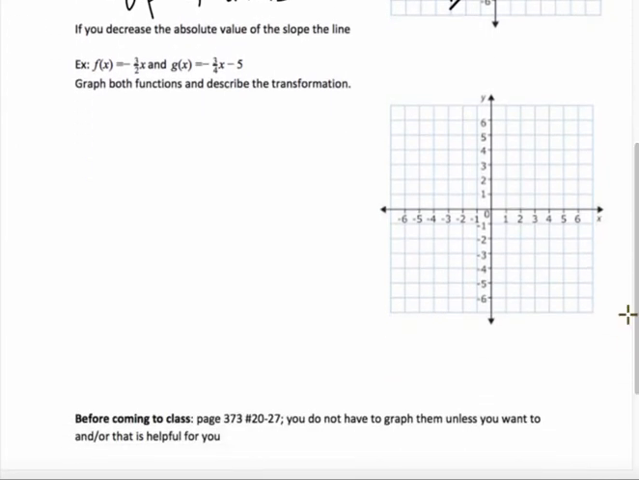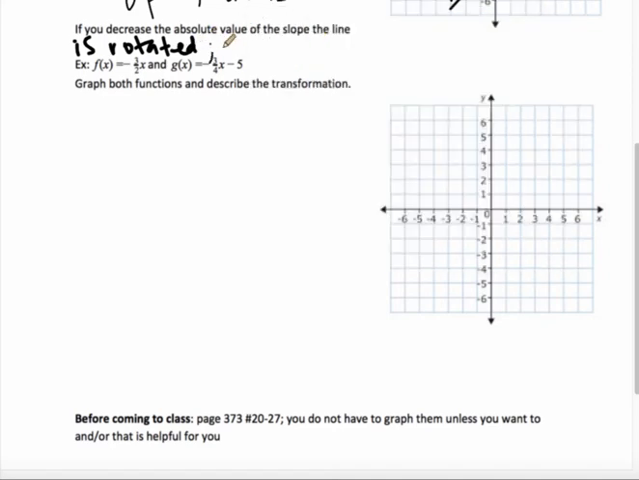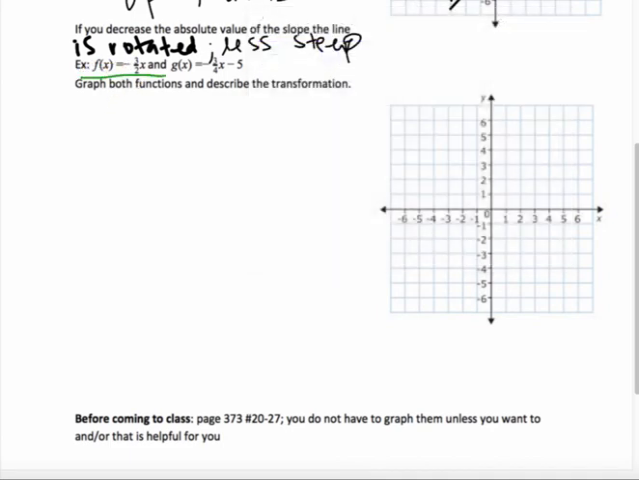If you decrease the absolute value of the slope, the line is still rotated. Okay, it will be less steep. So I've got -3/2x and I've got -3/4x minus 5. All right, so I'm going to do this guy in green. Well, what's the y-intercept? Oh, it's 0, okay?